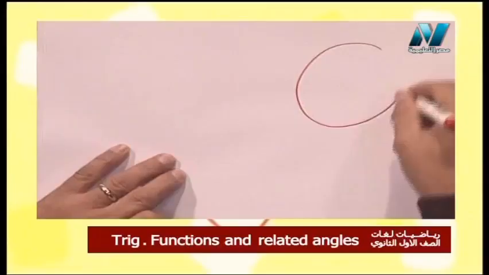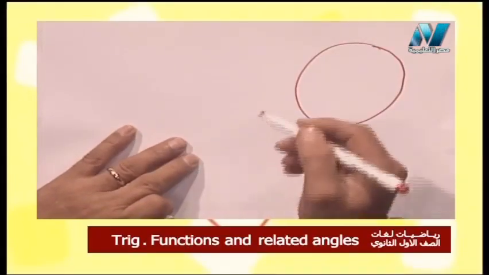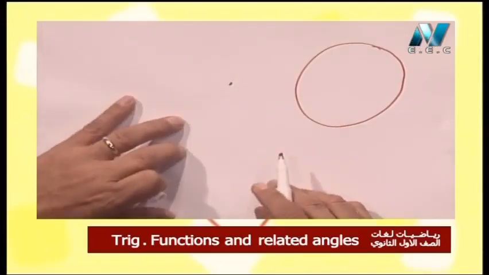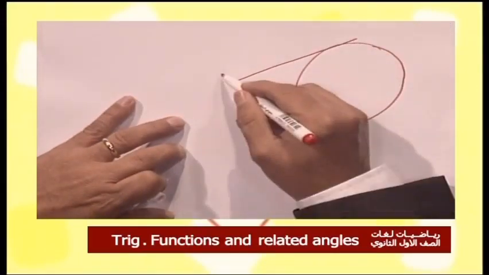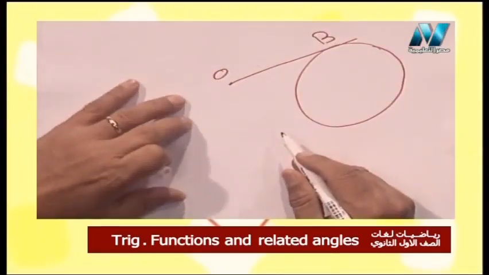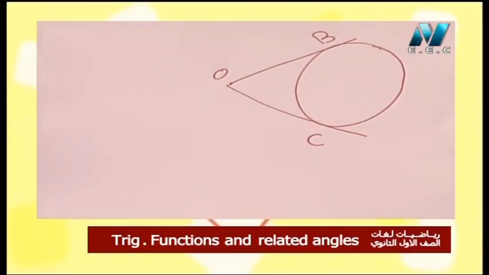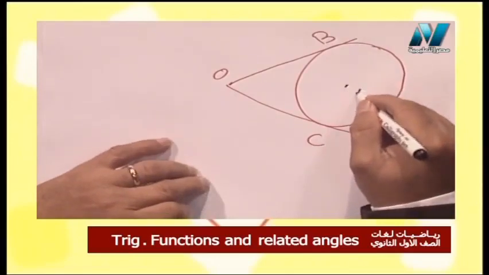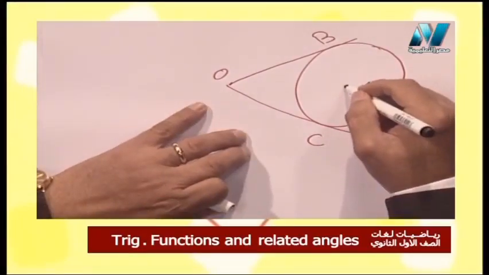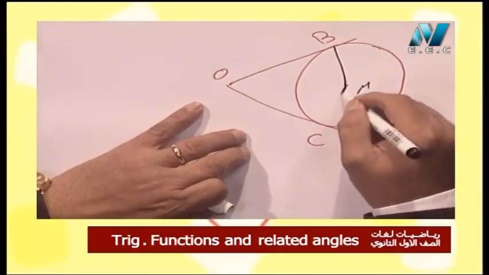Okay, let's move to another question for you. If we have a circle like this, and we have a point outside the circle, and OB is a tangent, and OC is another tangent, and we have the center M, and we have joined MB and MC here.